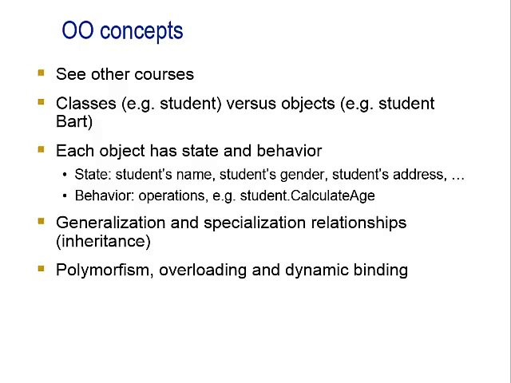Generalization and specialization relationships are also possible in object orientation. So we can also have subclasses and superclasses. We can have a superclass person and a subclass student and another subclass professor, for example. Other very important concepts are polymorphism, overloading, and dynamic binding.